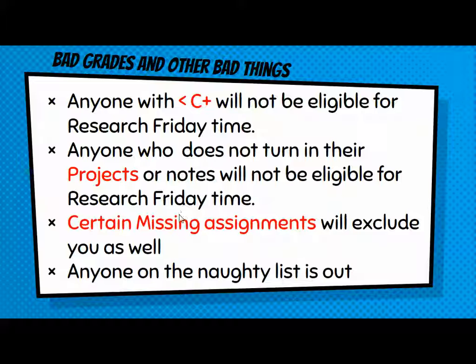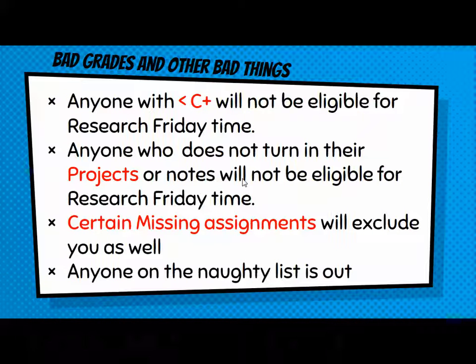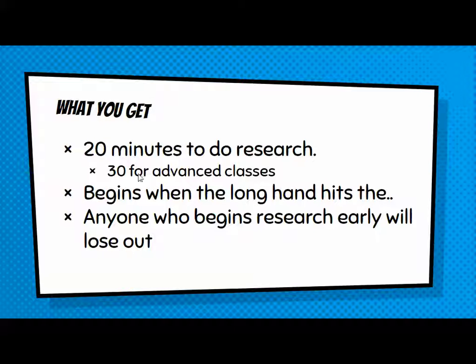Certain assignments will be like, if you don't do this, you definitely don't get Research Friday. If you're on the naughty list, you don't get Research Friday. So you have to do your work, and you have to be good, and you have to not be on the naughty list. All right. What do you get? You get 20 minutes to do. Oh no, you're advanced class. So you guys get 30 minutes. It begins when the long hits the whatever.